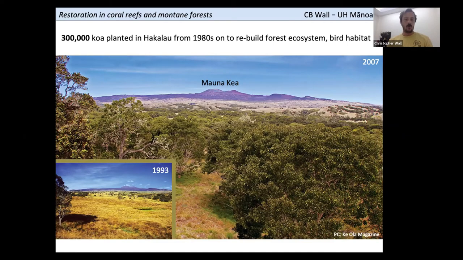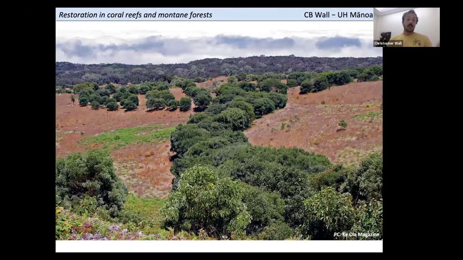But these koa have helped to re-engineer those systems. Again, what sort of impact might this have on the system as we've changed it from a native forest to a grassland and now back to not really a native forest, but a forest dominated by a single native species? And this is a photo of these corridors here. You can see there are still grasslands on either side and the koa are running down through it.